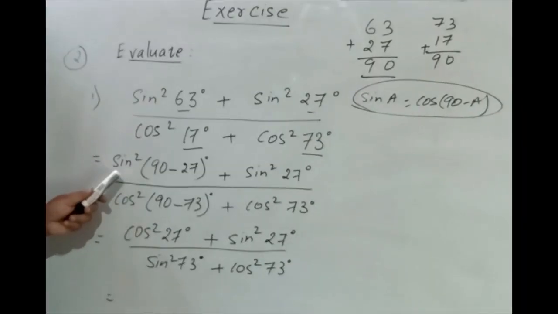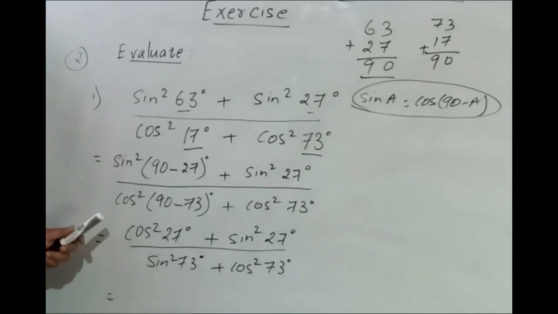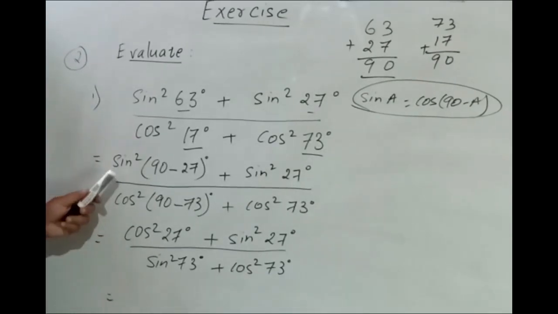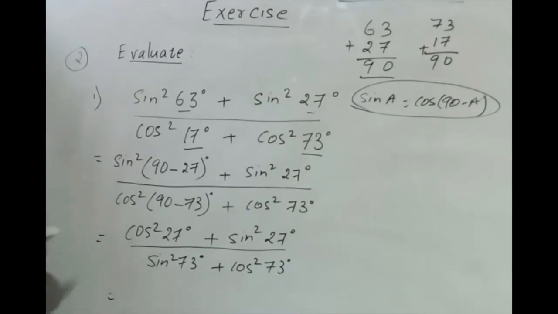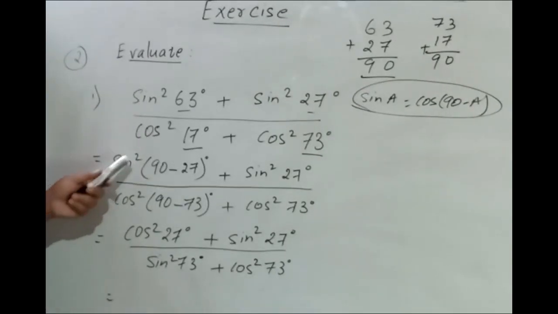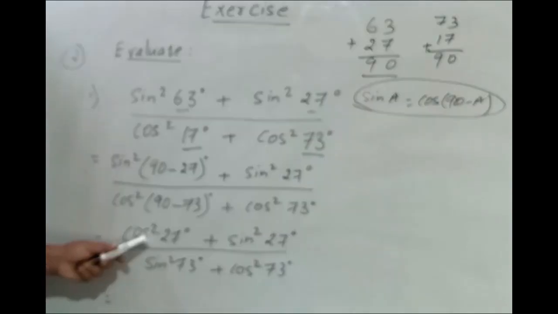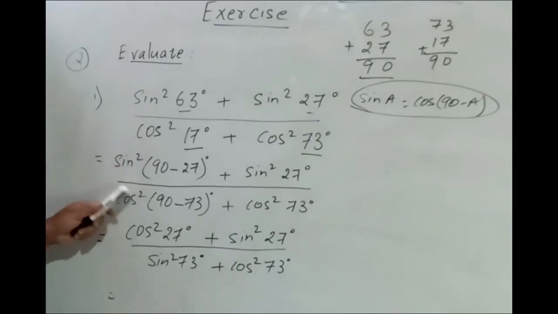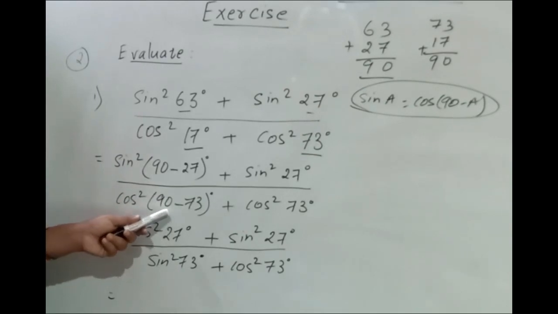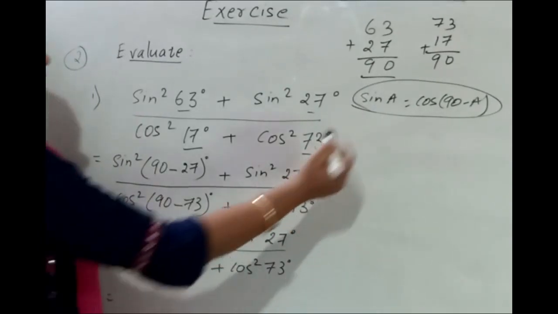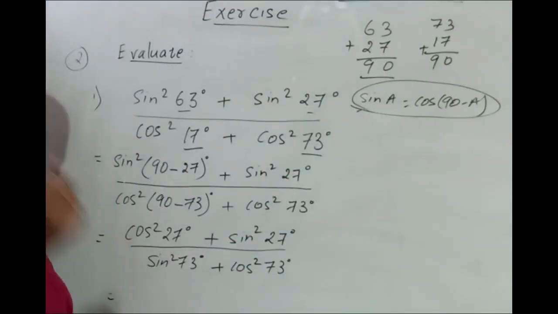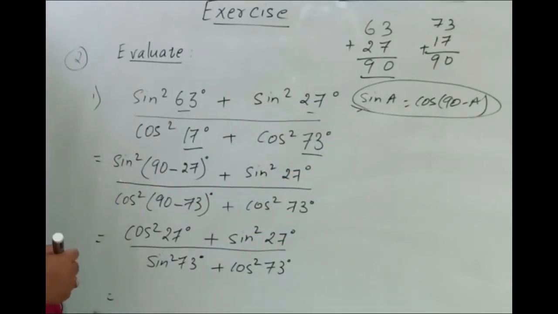See, sin(90 minus theta) is cos theta. Cos(90 minus theta) is sin theta. Complementary angles. So sin²(90 minus 27) equals cos² 27 degrees. Here also cos²(90 minus 73) degrees equals sin² 73 degrees. Okay, very clear this one. Already we discussed complementary angles.